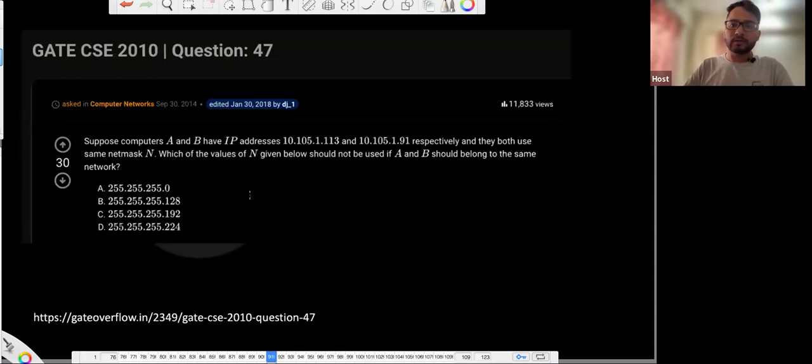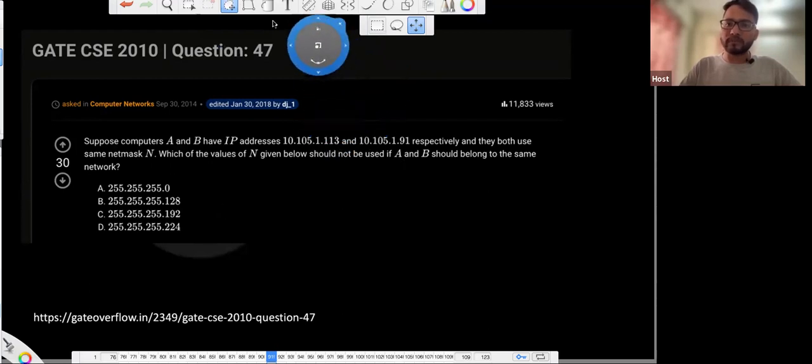Okay, so maybe yeah, this is a good question. I think we should do it. I was about to say that we can do this question as homework, but yeah, we should do this question. Suppose the computers A and B have these IP addresses respectively, and they both use the same subnet mask n. Which of these values of n given below should not be used if A and B should belong to the same network? Okay, they want both of them to belong to the same network. Then which should not be used? Yeah, that's an easy one, but interesting.